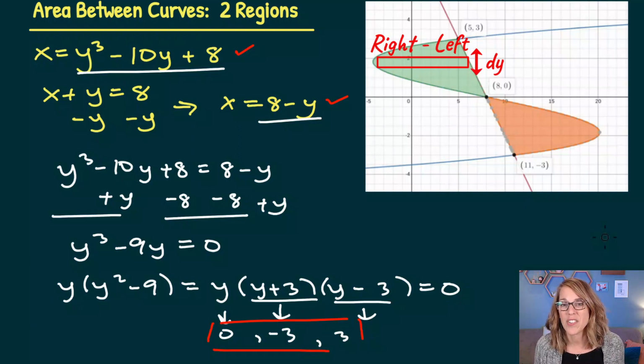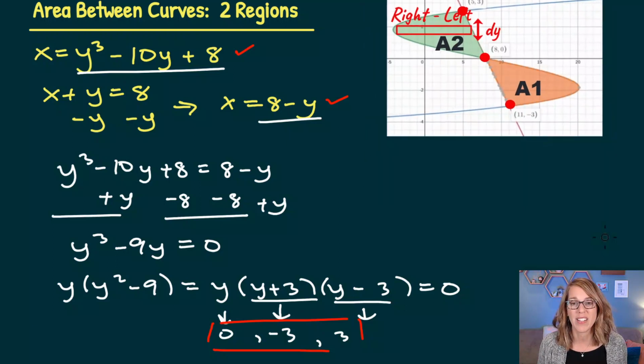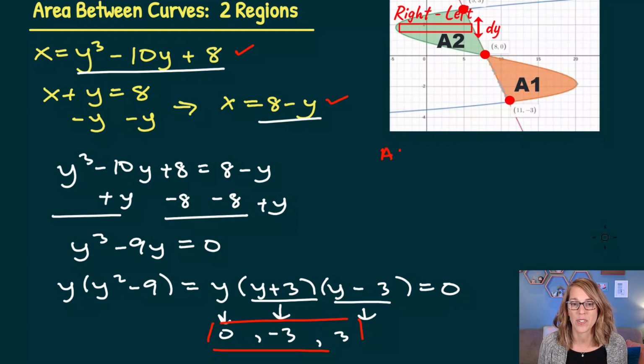Let's go ahead and identify each of these on my graph here. So negative 3 is the lowest value, 0 is going to be the middle, and then up here I've got a y value of positive 3. So I've got two different areas here, and I'm going to call this one area 1, and let's call this one area 2. So as I'm setting this one up, we're going to do area 1 first.